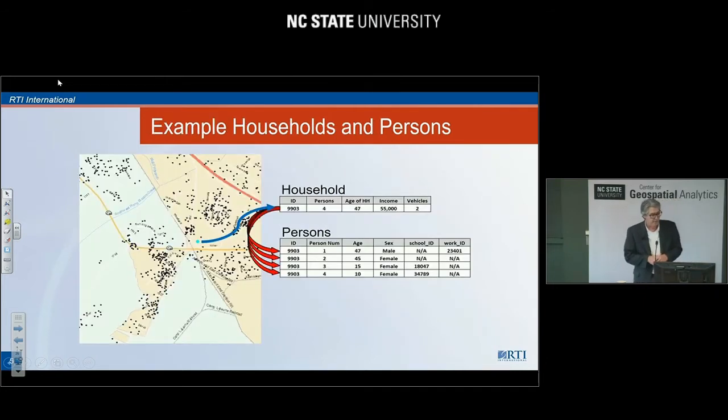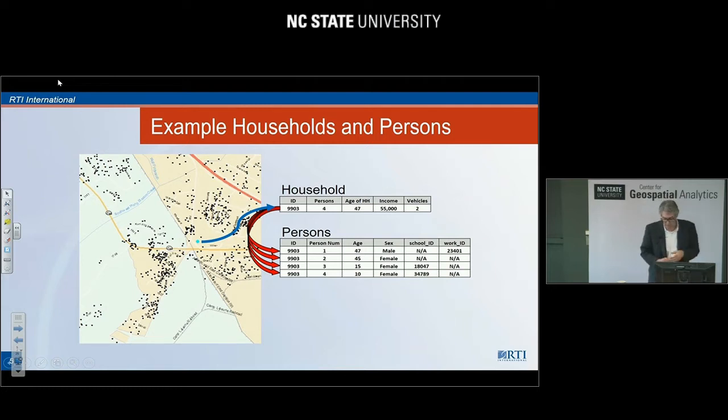So on a data structure and content level, it's really very simple. We have a table of households, one record for each household in the U.S. We have a table of persons, one record for each person, and there's a database tie between the persons and the households, an identifier.